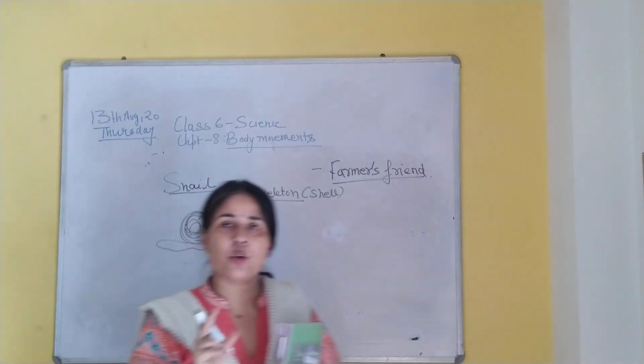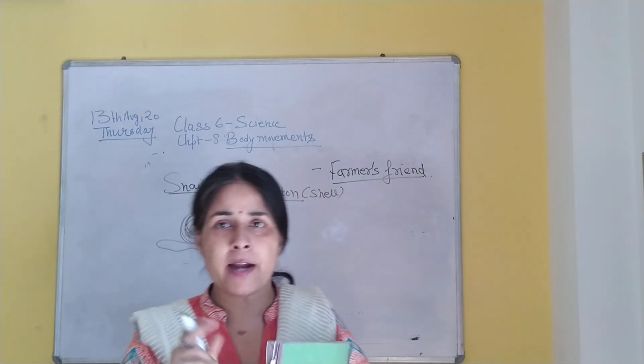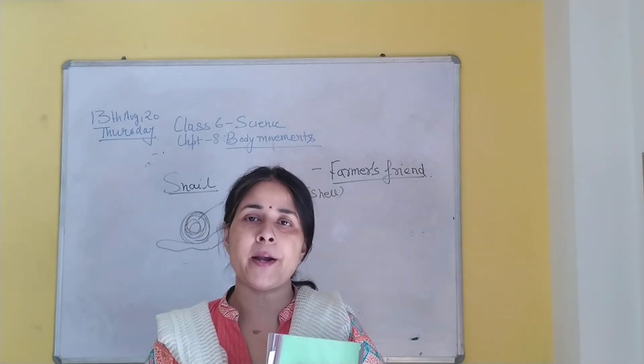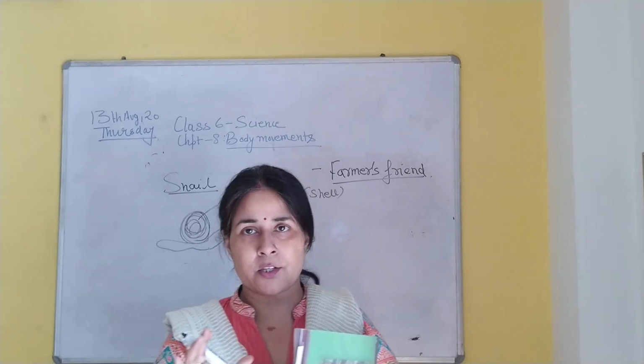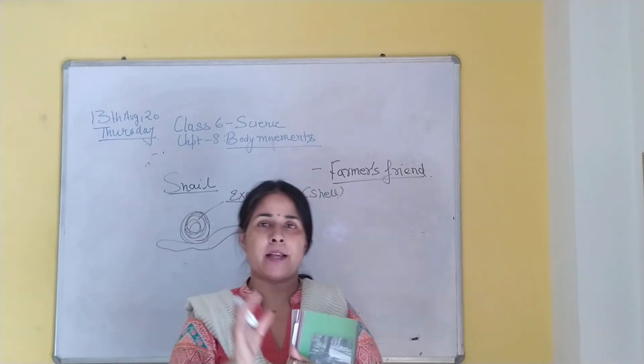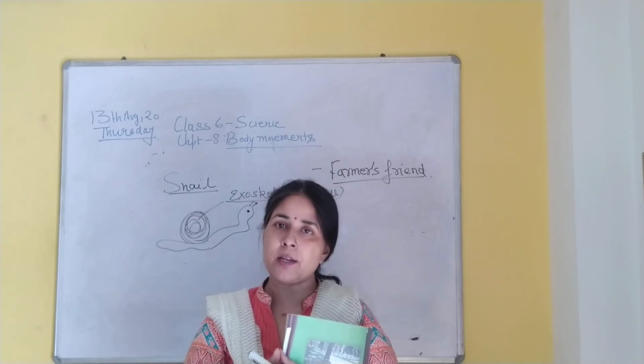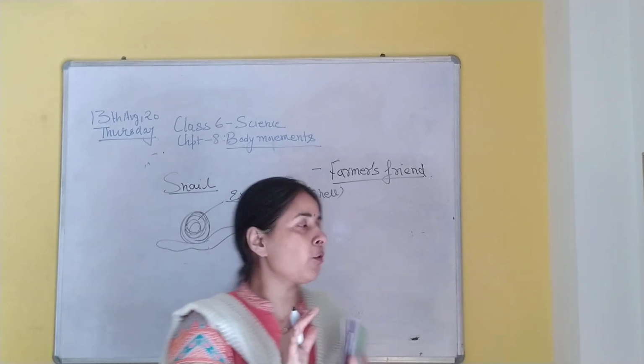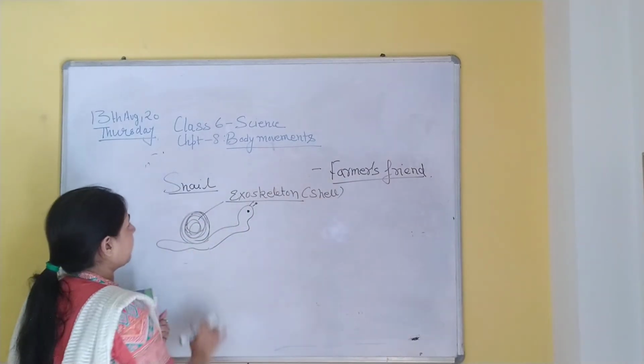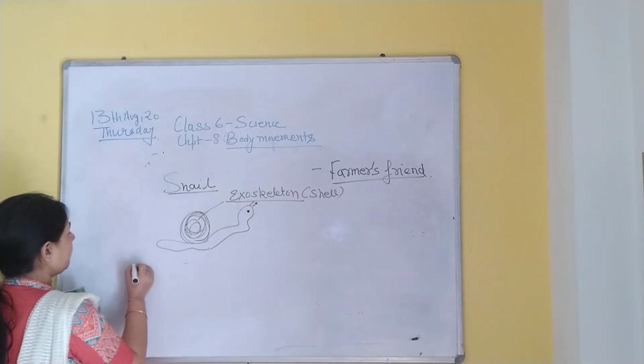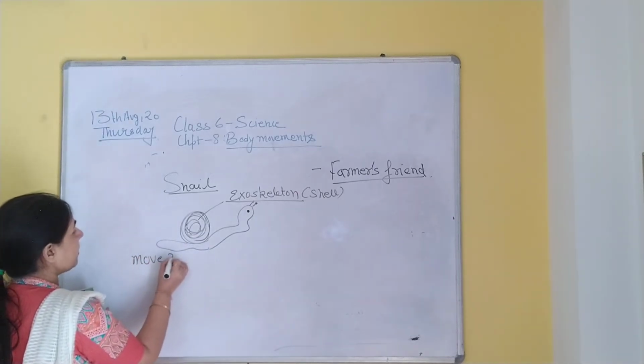So this shell does not help in any type of movement. It is just an external covering which acts as a protecting covering for the snail. It does not play any role in the movement. So how does a snail move?